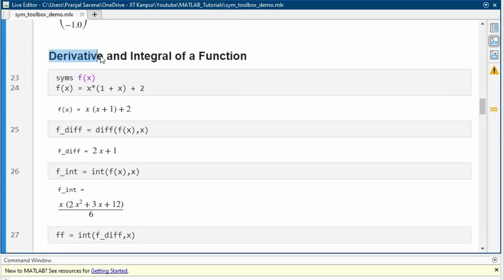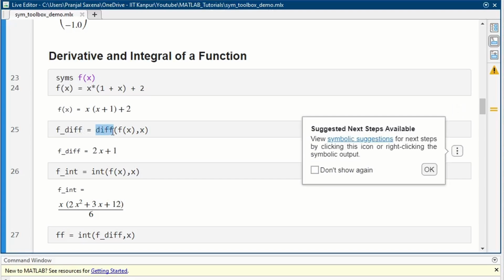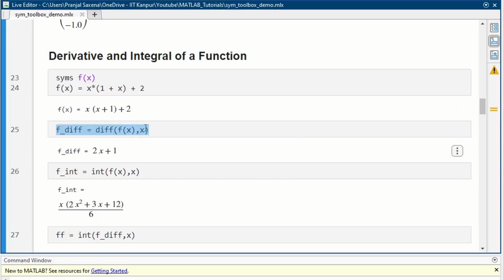We can define derivative and integral of a function. Again, we define symbolic function f, which is a function of x. We write f of x as x times (x plus 1) plus 2. How do we differentiate? We use the differentiate command, diff. So f diff is defined as the differentiating command, diff is used for differentiating function f of x with respect to x. So this complete statement will differentiate f of x with respect to x once.